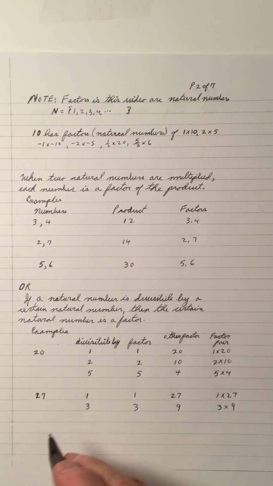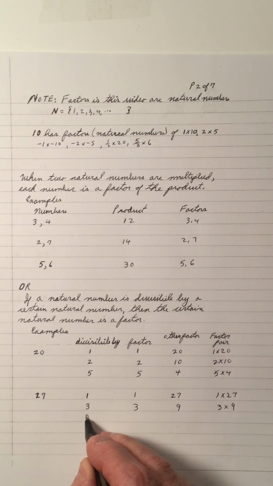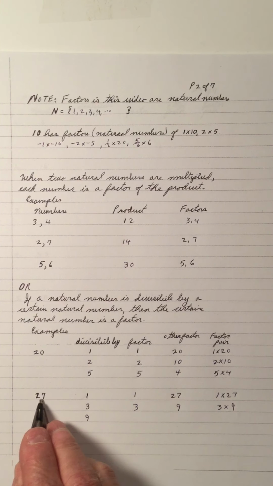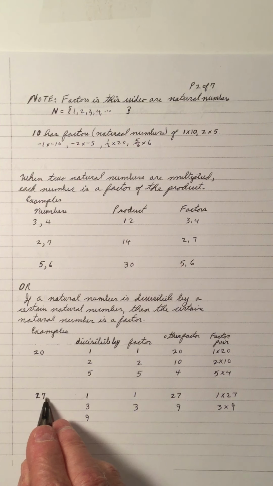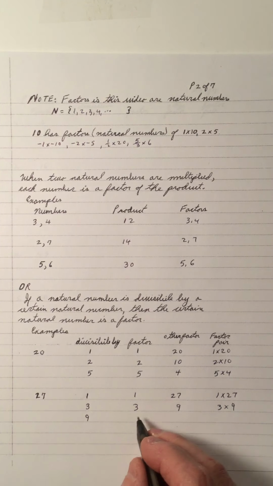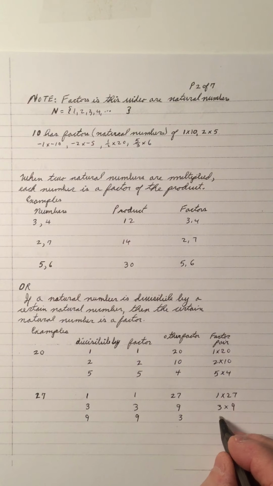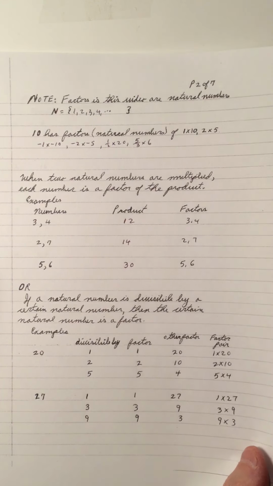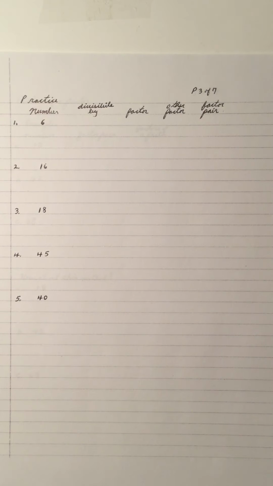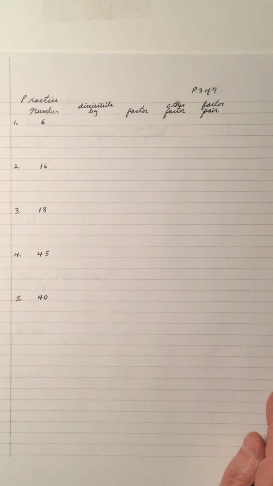We could have also gone the other way and said it's divisible by 9 because the digits add up to 9. 9 is a multiple of 9, so 9 is a factor, and 3 is the other factor. But that gives you the same thing, so it doesn't make any difference which way you go, as long as you get there. Let's practice. Practice means pause, work these out, and then replay.